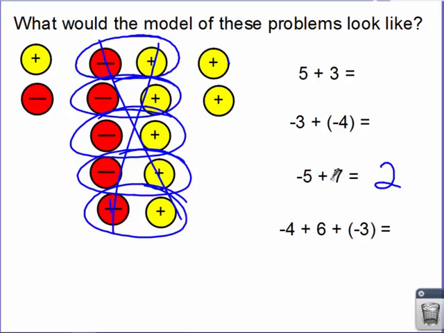So that's the same thing that happens here. These 5 negatives zap out 5 of these positives. So those turn to 0, and I'm left with just 2. And that gives us our answer.